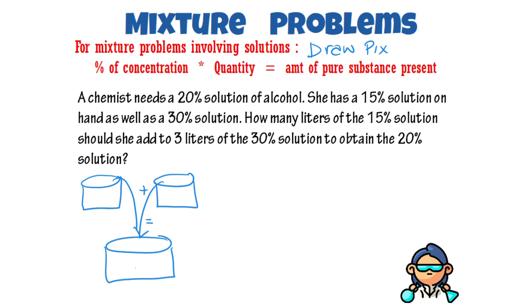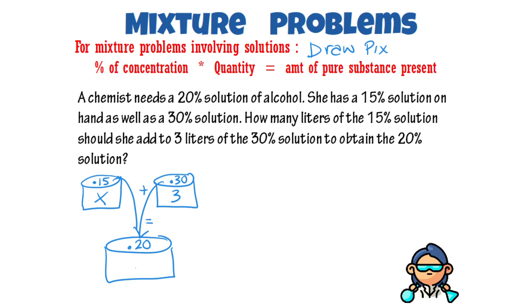So the chemist needs a 20% solution. So that means the result down here needs to be a 20%. So I'm going to write 20% as 0.20. That's my 20%. Now she has a 15% and she has a 30%. Those are the 2 little containers. The question is, how much of the 15? All right, that's what I put right here. I don't know how much. That's what I'm looking for. But I know that I have 3 liters of the 30% solution.